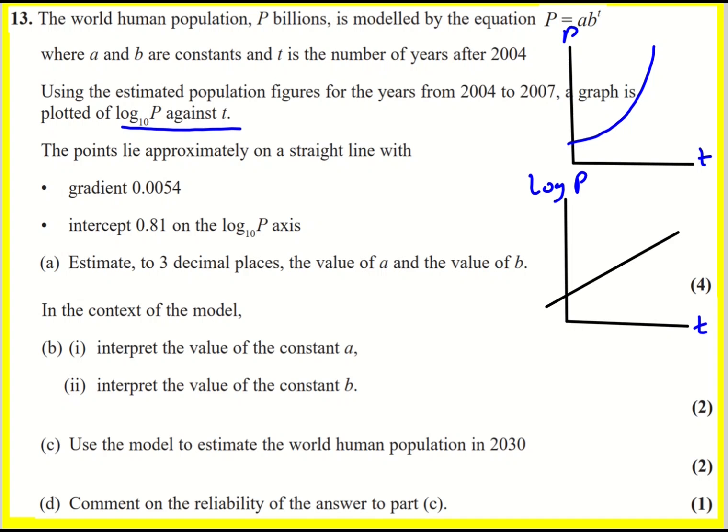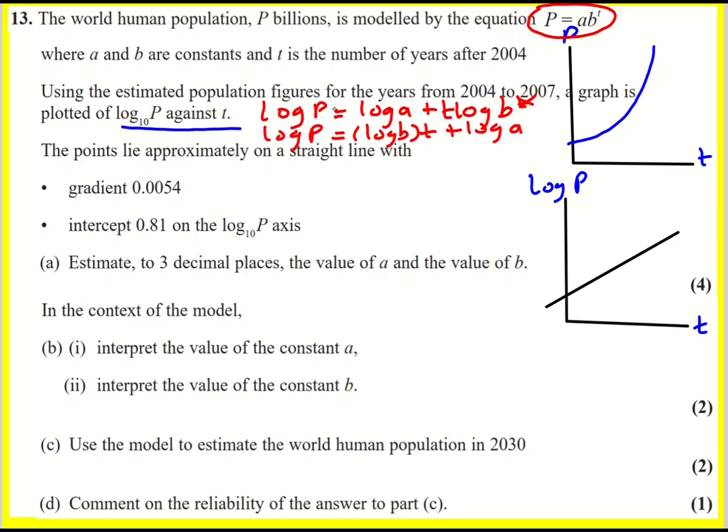Well, what we can do is start with this equation here and take log of both sides. Log to base 10, let's go with that. So I'm just going to write log because that means base 10. So I'll get log p equals log a plus log b to the t. I can bring that t down using my third rule of logs, and then I can write it as log b times t plus log a. And I've written it like this because now I see here is my y, here is my m, this is going to be my x, and this is going to be my c.